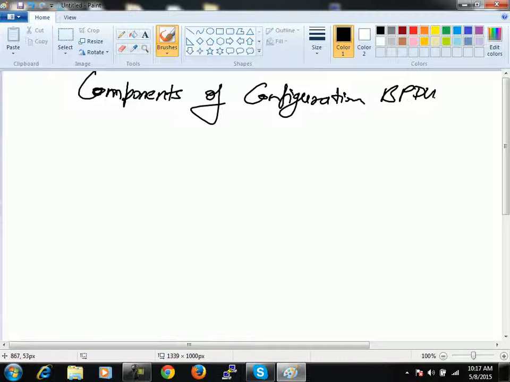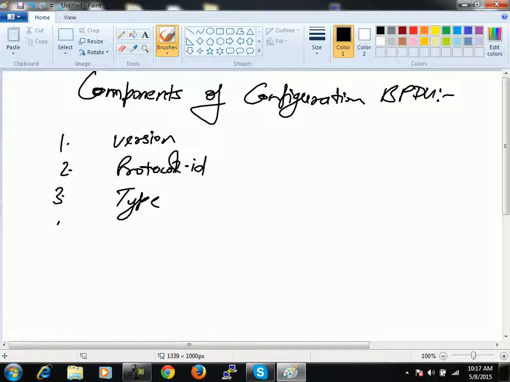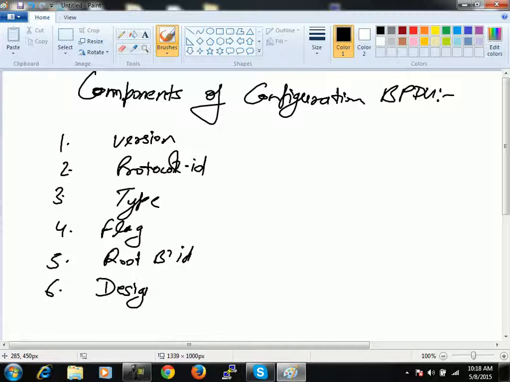Components of the configuration BPDU. First of all, it will have version, then the protocol field will be there. I think protocol ID is there, right? Or something like that. Then the third one is what? Type. The fourth one is what? Flag. The fifth one is what? Root bridge ID. The sixth one is what? Designated bridge ID, right?